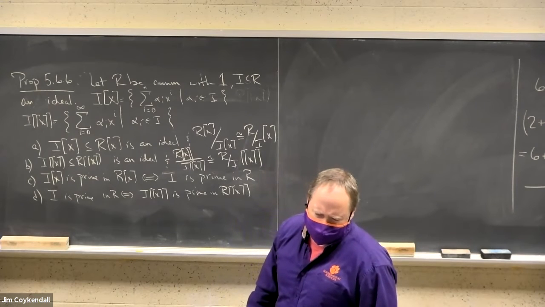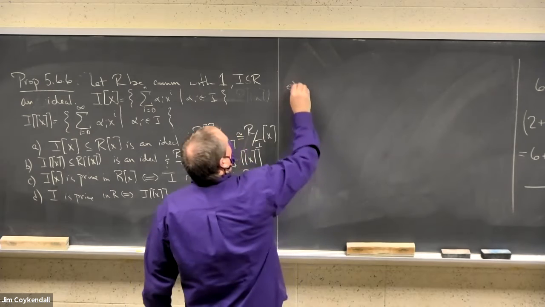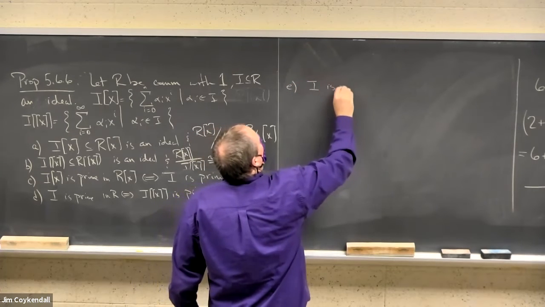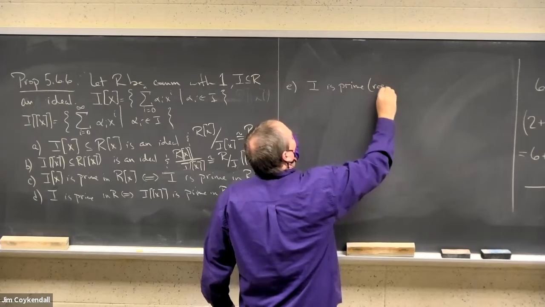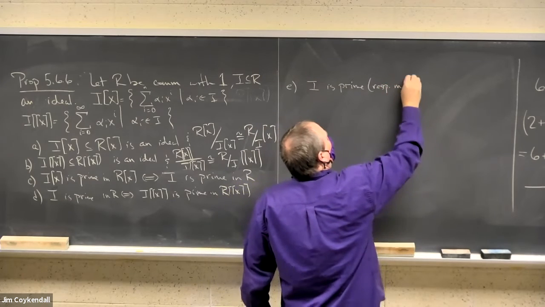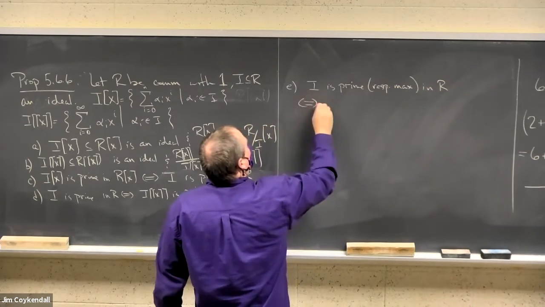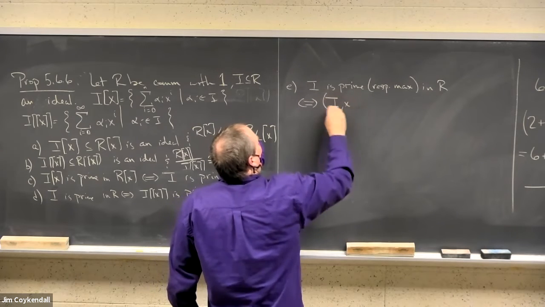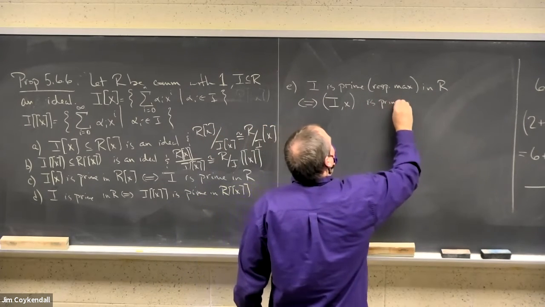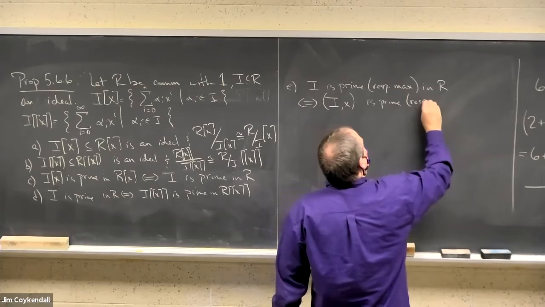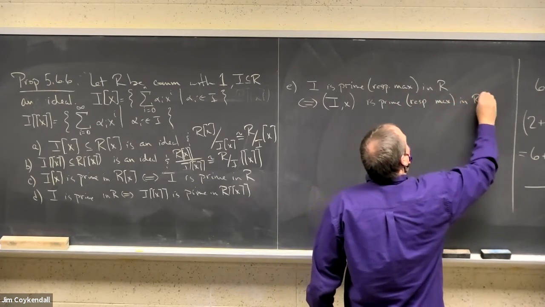E, I is prime, effectively maximal in R if and only if I comma X is prime, effectively maximal in Rx.